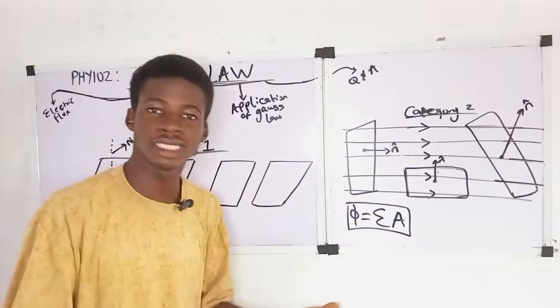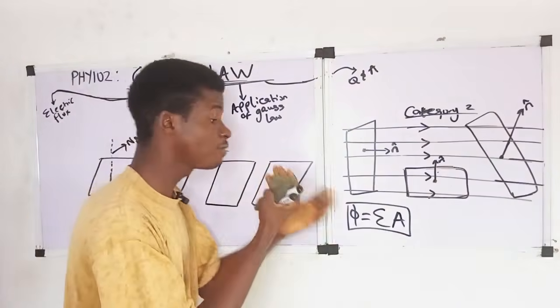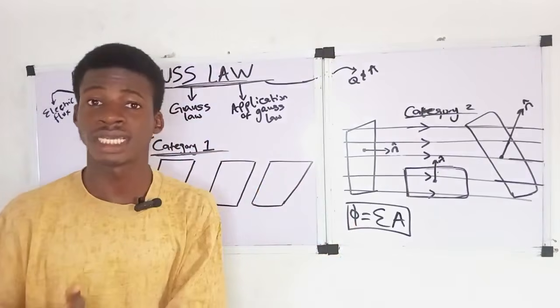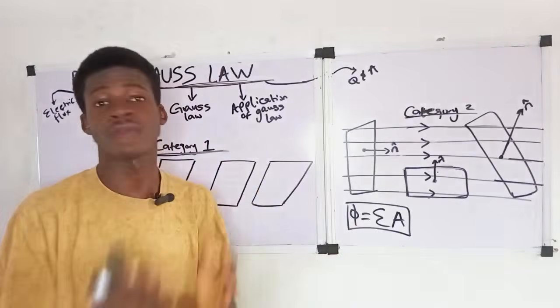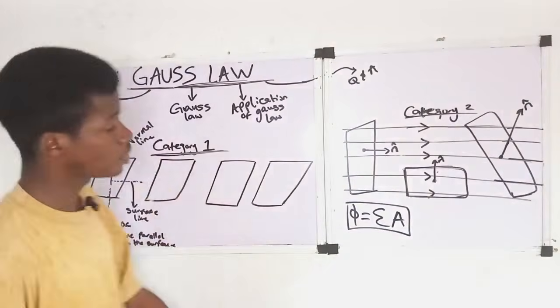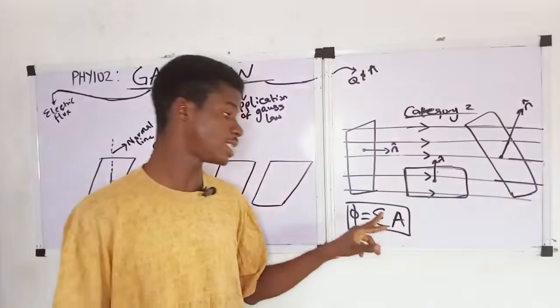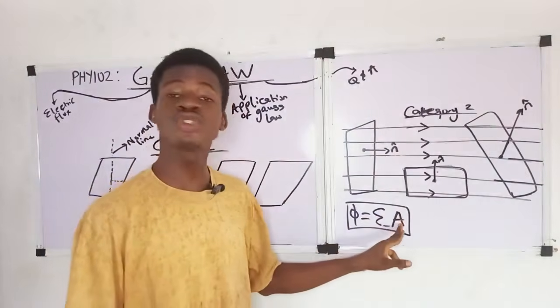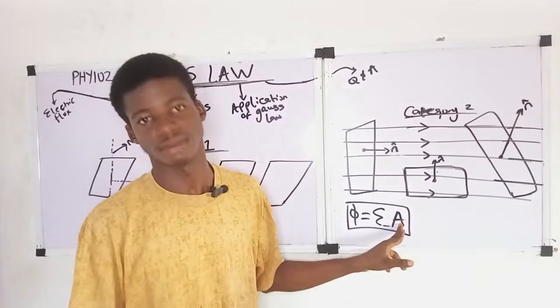Before then, if you have not gone through our previous class on electric field, electrostatics and the rest, I will advise you to do so. Okay, so now let's continue. Electric flux is the product of electric field, remember this is electric field, passing through a given area.